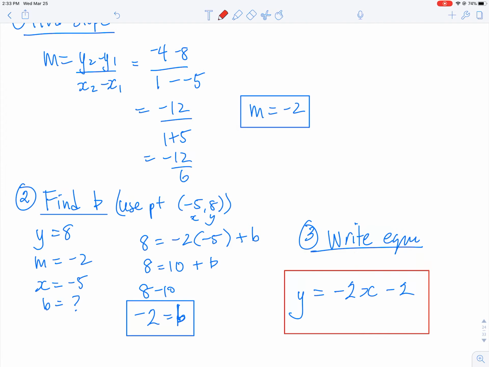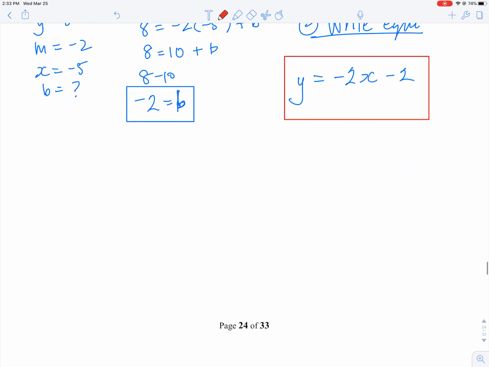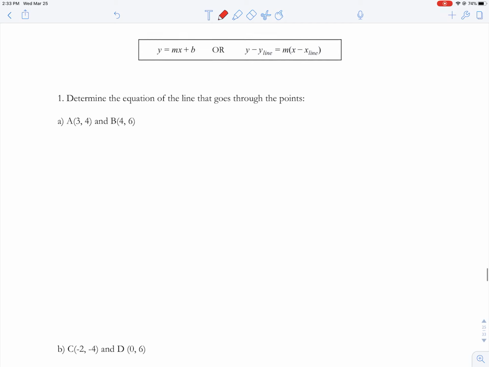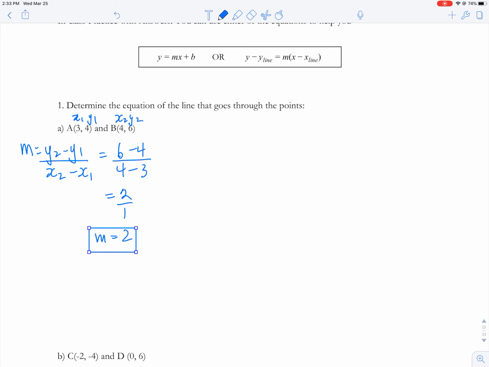That's probably enough to have you know how to do it. I'm going to keep going and solve a couple more. I'm going to solve these using the second method this time. But either way, we've got to find the slope. So m equals y2 minus y1 over x2 minus x1. So that's going to be x1, y1, x2, y2. 6 minus 4 over 4 minus 3. That gives me 2 over 1, which is just 2. So I get that my slope is 2.